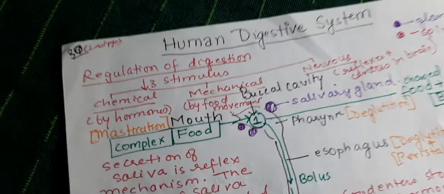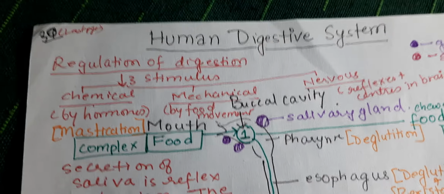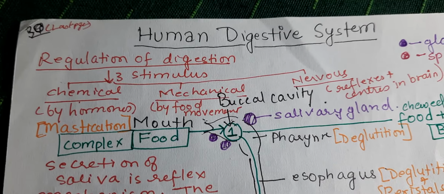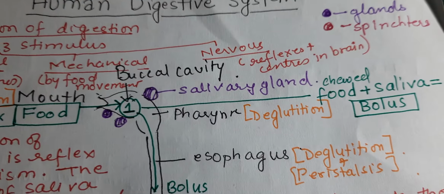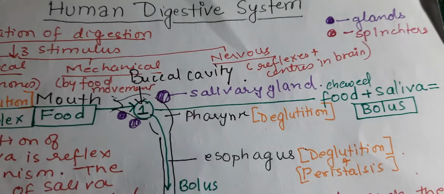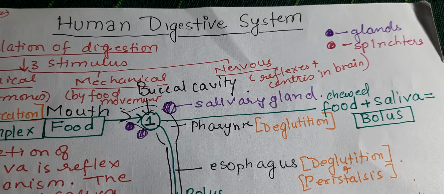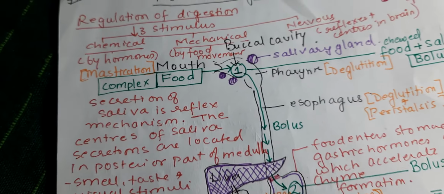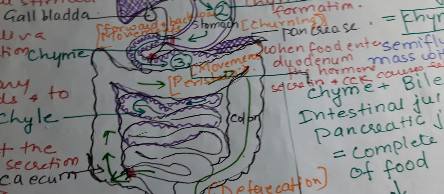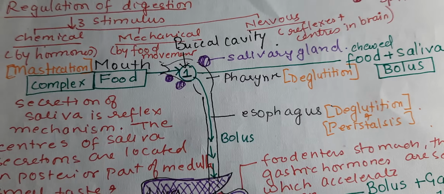So if you see the digestive tract over here, the regulation of digestion occurs by three stimuli: chemical by hormones, mechanical by food movement, and nervous by reflexes and the centers which are located in the brain. So the complex food which enters the mouth, the complete digestion occurs in the small intestine, and this is the passage of food.